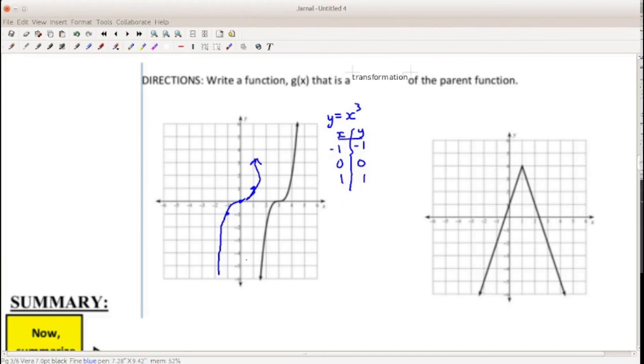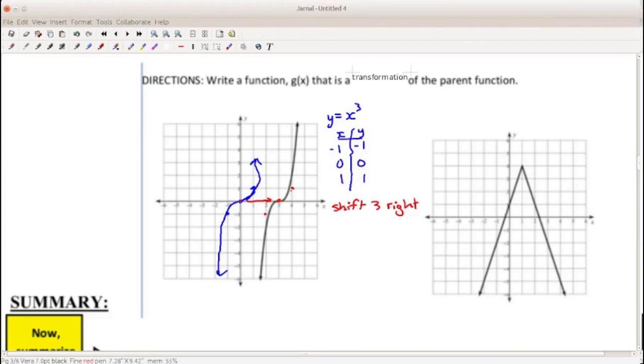So I've got to ask myself then, what happened to this parent function to get me this black function? Well, a few things have happened. The easiest to identify is just the fact that it's shifted over. So this middle point has shifted to this point here, 3 to the right. So I'm just going to write that: shift 3 right. I'm going to need to include that in my final equation. If that was all that happened, then this point would be here, and this point would be here. So it's not the only thing that's happened.